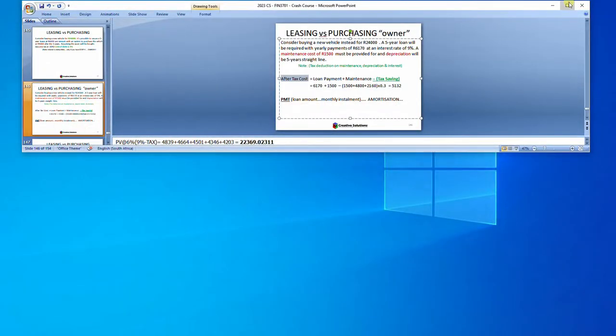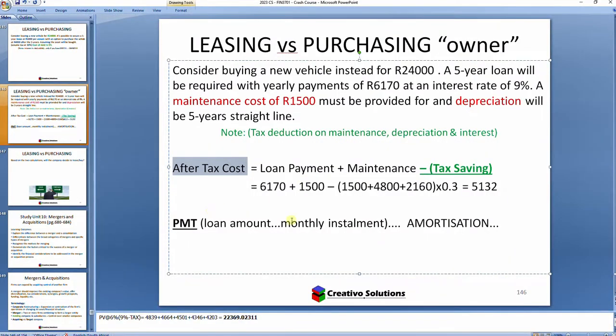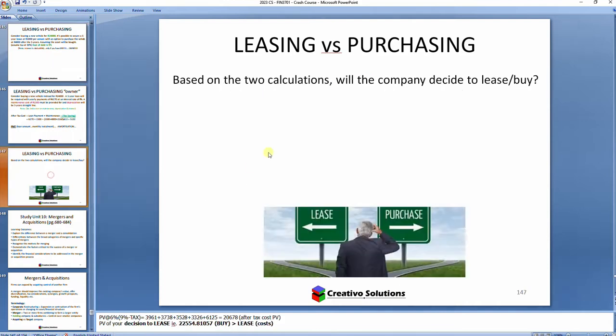The lease option. In this case, the actual leasing was better than the buying. I think I've shown that here. Present value of decision to lease. The buying cost more than the leasing. So leasing is actually better in this scenario, because maybe the type of asset, the number of deductions, and so on. So that's the last bit of calculations.